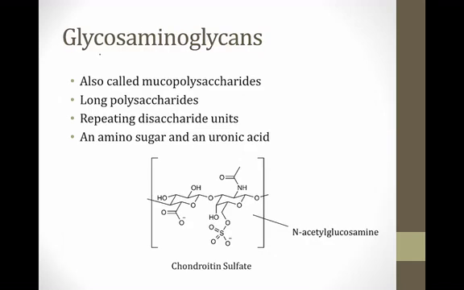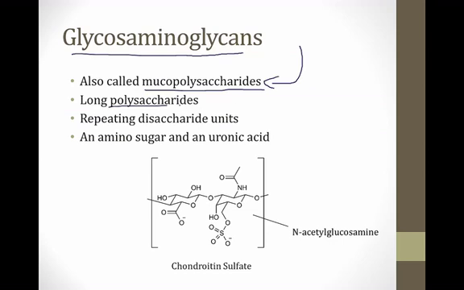Next, we're going to talk about some lysosomal storage disorders that do not involve sphingolipids. These storage disorders involve structures called glycosaminoglycans. Glycosaminoglycans used to be called mucopolysaccharides because they're found in mucus and they consist of polysaccharides, and many people still refer to them by this name.